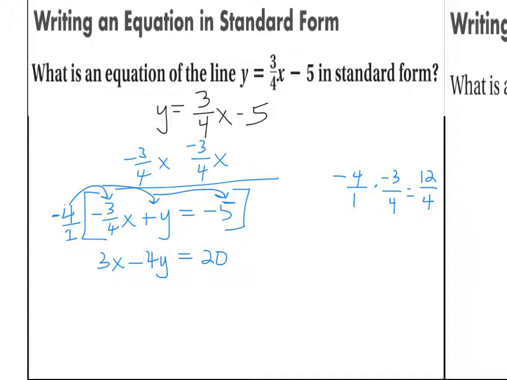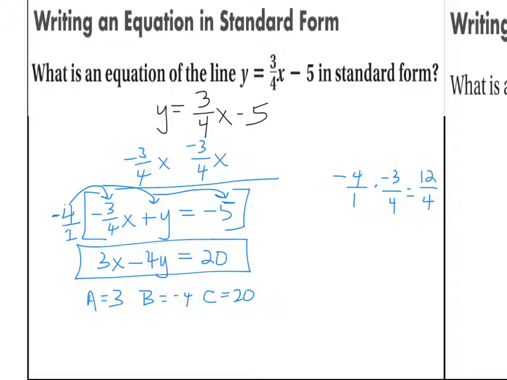Now you'll notice that there are no fractions, there are no decimals. In this case, I can say a is 3, that's a positive number, b is negative 4, and c is 20. And now you have your equation in standard form, ax plus by equals c.